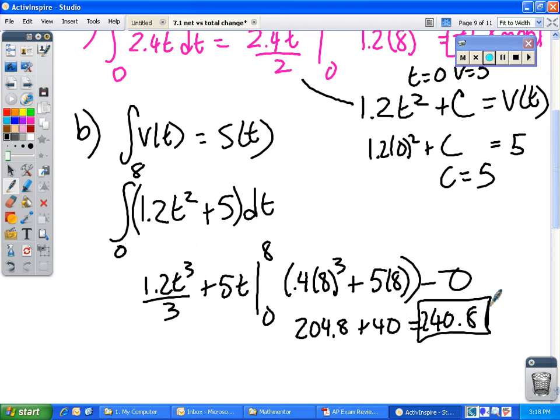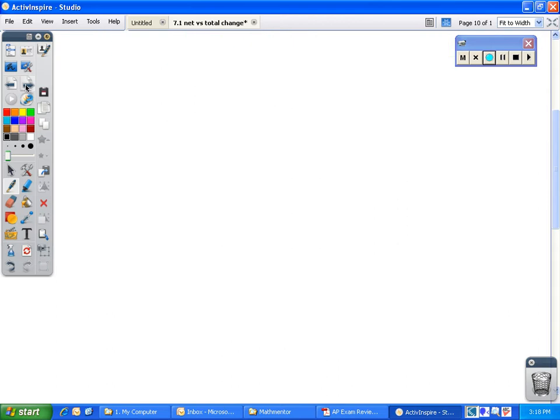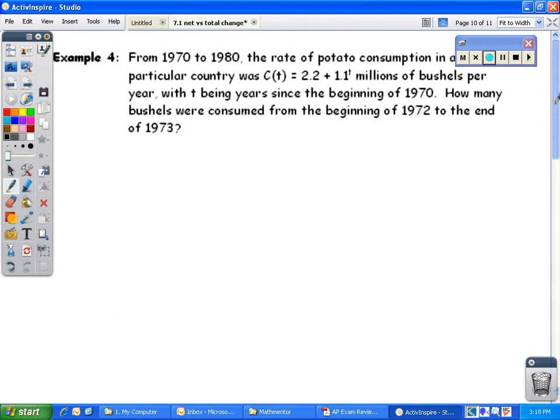All right, last example. Okay, so this doesn't only pertain to speed. Clearly, there's lots more examples of rates in the world. And so this is the rate at which potato consumption in a particular country was C of t equals 2.2 times 1.1 to the t, millions of bushels per year, with t being years since the beginning of 1970. And we want to know how many bushels were consumed from the beginning of 1972 to the end of 1973.